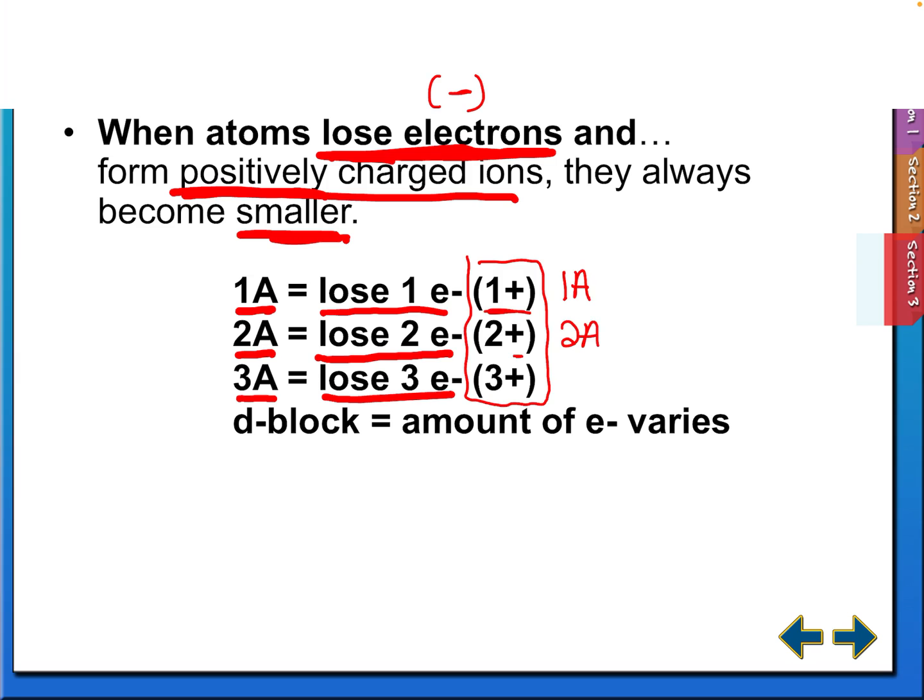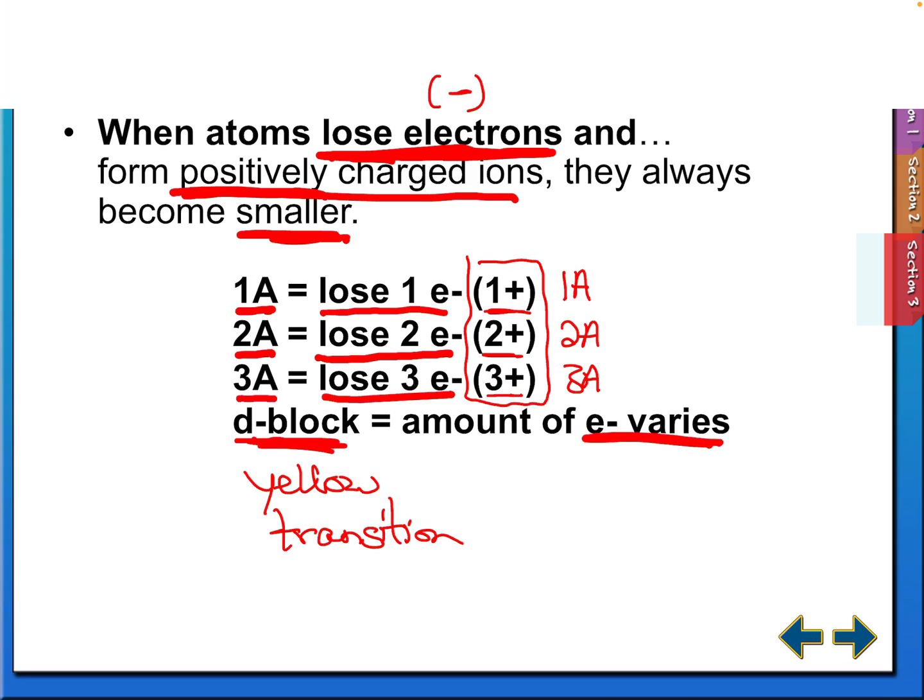Above group 2A, I would write a 2 plus. Above group 3A, I would write a 3 plus. Okay, now here's the weird thing. The D block, the ones that I color-coded yellow, the transition metals, they like to kind of do their own thing. So their amounts that they lose are going to vary. So we're not going to assign any numbers to them.